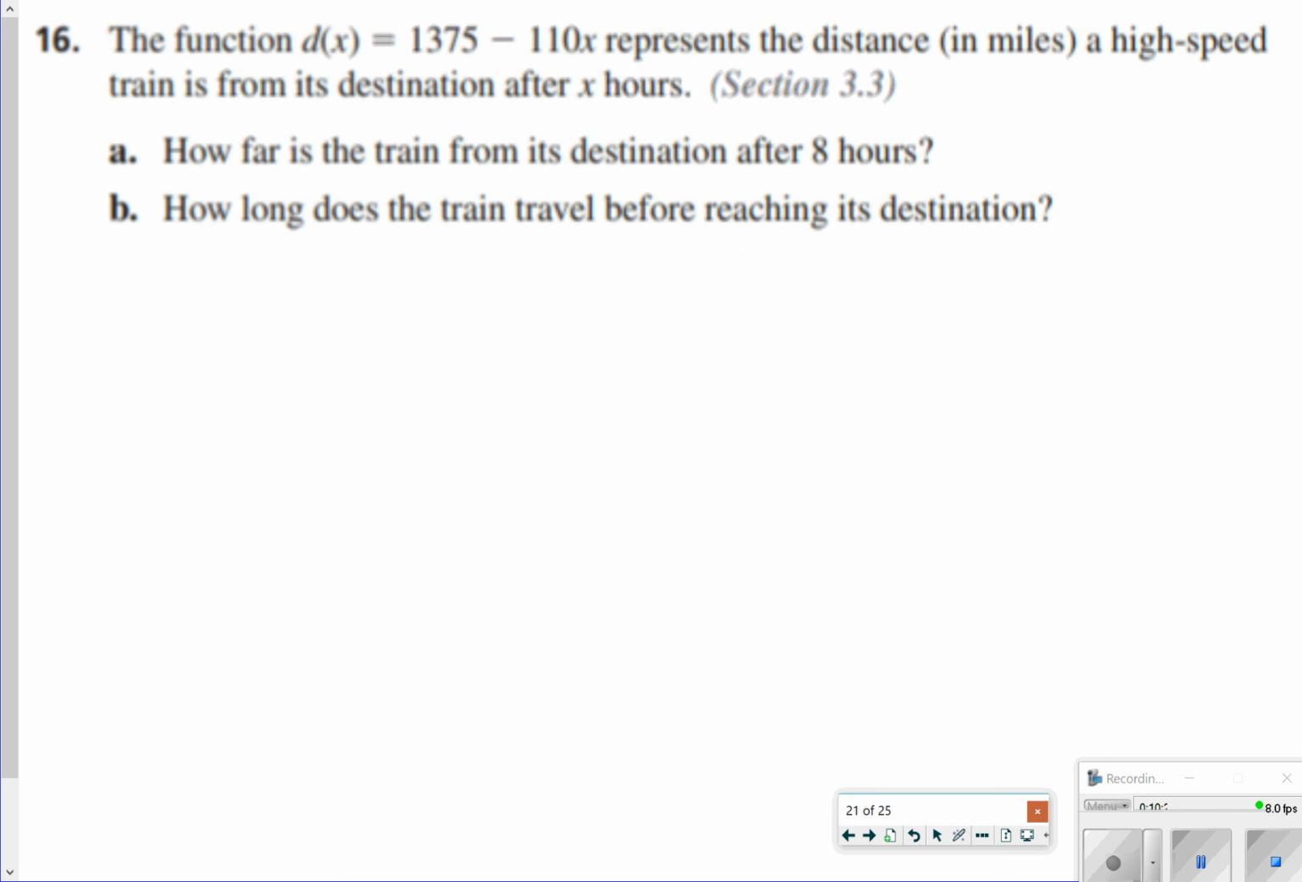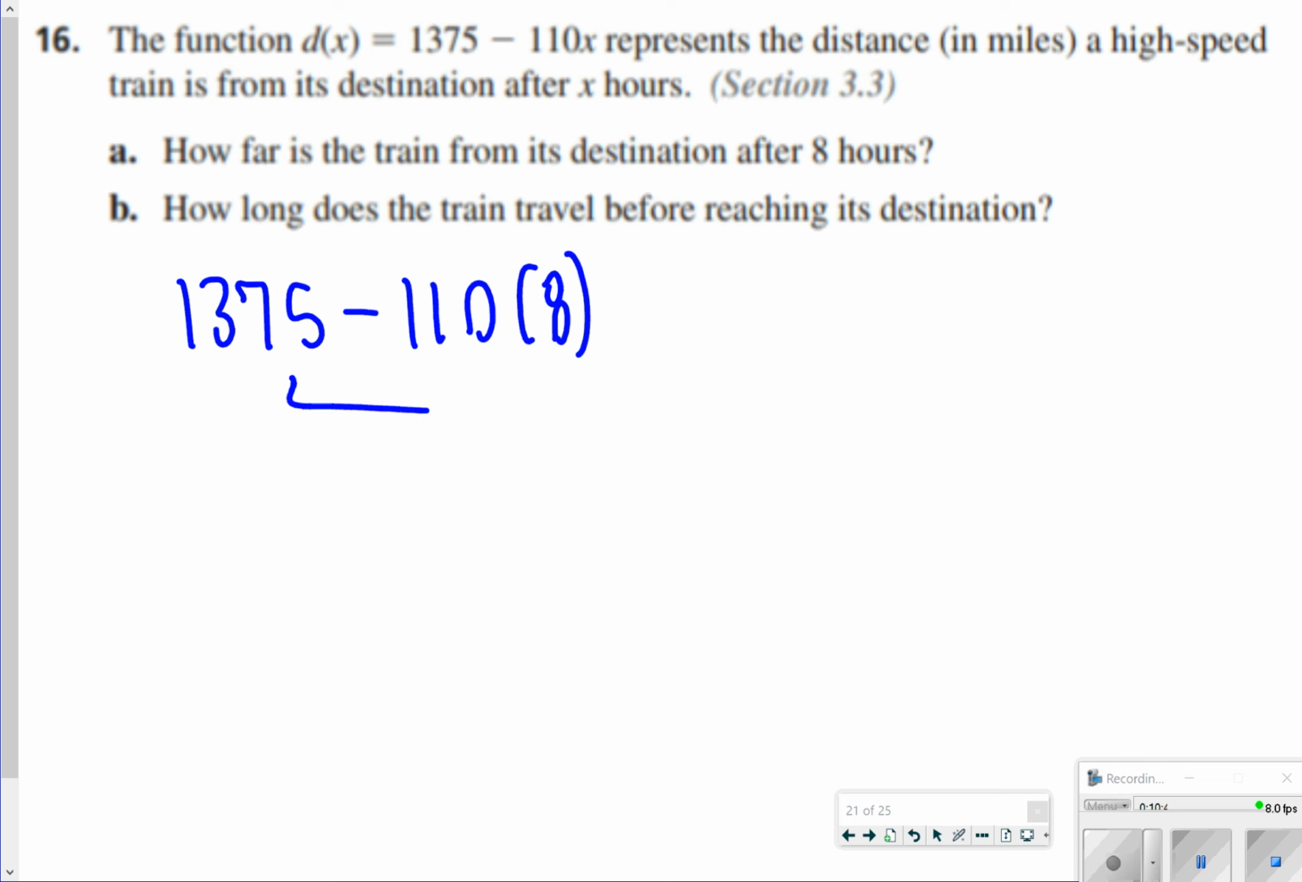The last one for number 16, it talks about how far is the train from its destination after 8 hours. What you would do is plug in the 8 with the 110, and that's going to give you 495 miles. So it would be part A.